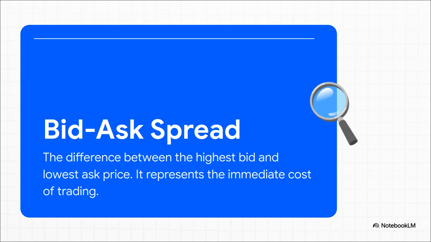Okay, so what about that gap? You know, this space between the absolute highest price a buyer will pay and the lowest price a seller will take? That's called the bid-ask spread. And it is not just some random gap. It's actually the immediate cost of making a trade, and believe me, it tells you a ton about how healthy a market is. Just look at this.